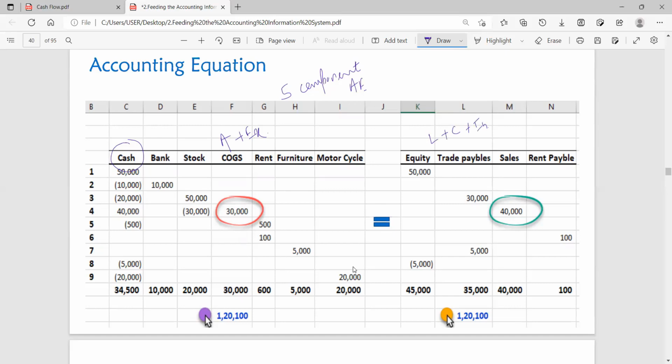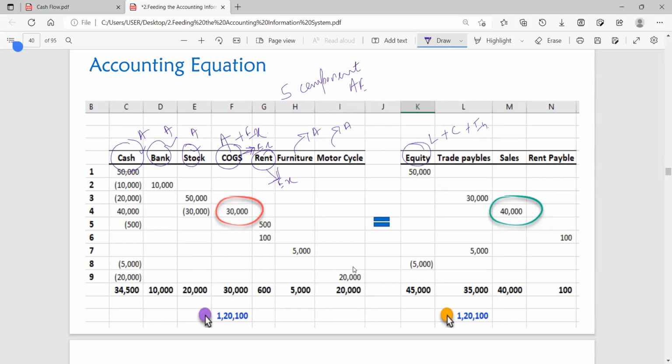Here we have cash as an asset, bank as an asset, stock as an asset. Cost of goods sold is an expense; this is the cost price of the goods which you have sold. That is an expense because it is incurred to generate revenue, that is the sale. So this is an expense, cost of goods sold, COGS. And rent is also an expense. Furniture is an asset. Motorcycle is an asset. So these are all assets and expenses.